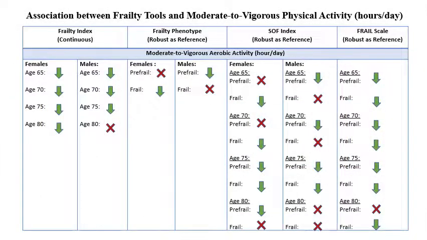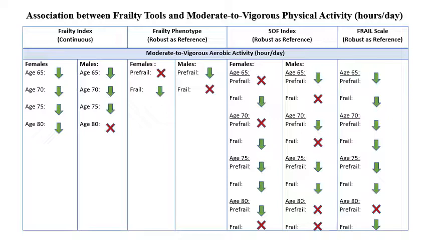There's too much information to show all regression coefficients, so I'm providing summary tables of the analysis. The green arrows show a significant negative association, while the X shows no association. Here you'll see that there's varying results, with some analysis demonstrating that time spent in MVPA, or moderate to vigorous aerobic activity, decreases as frailty levels increase. However, interactions depend on what frailty tool is used.